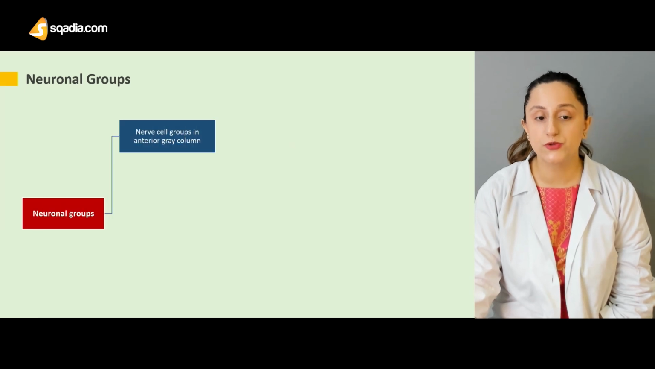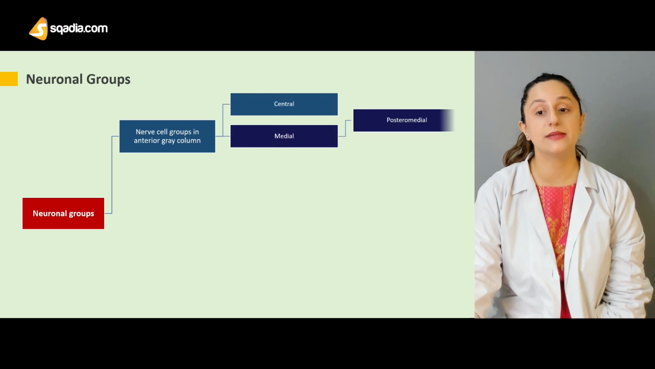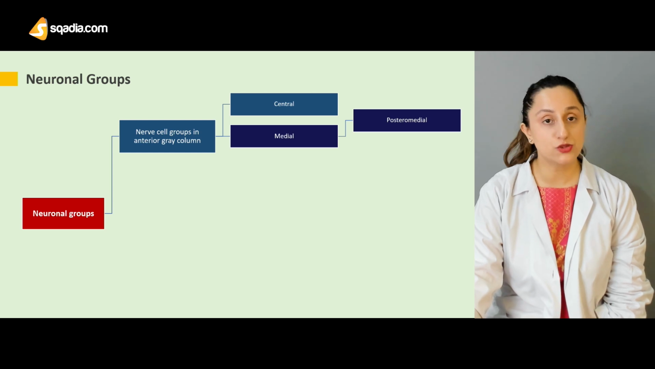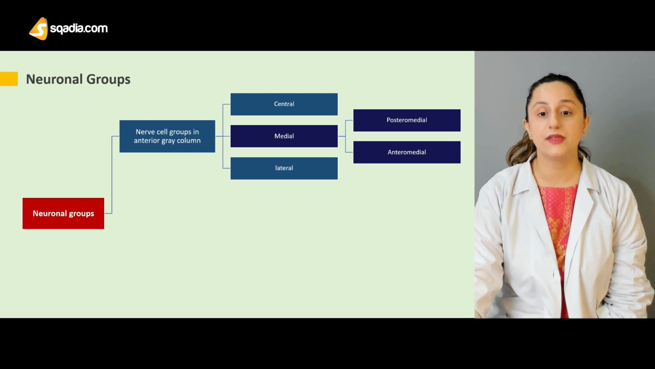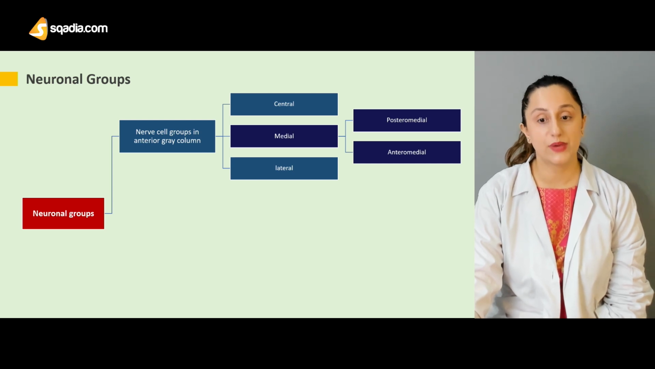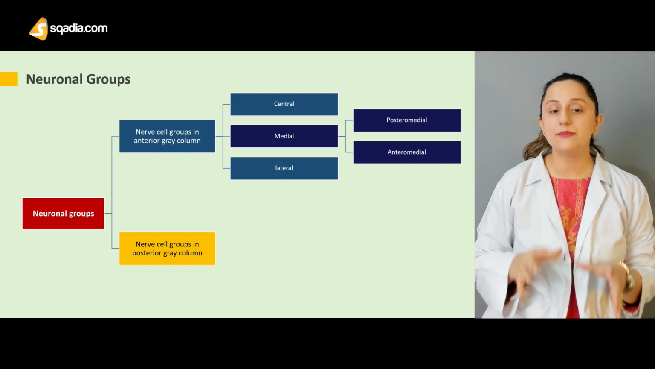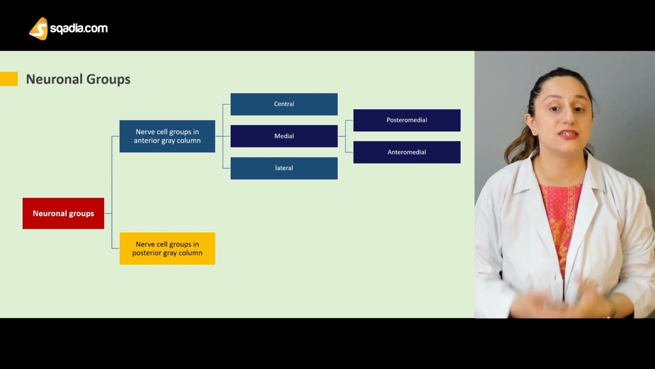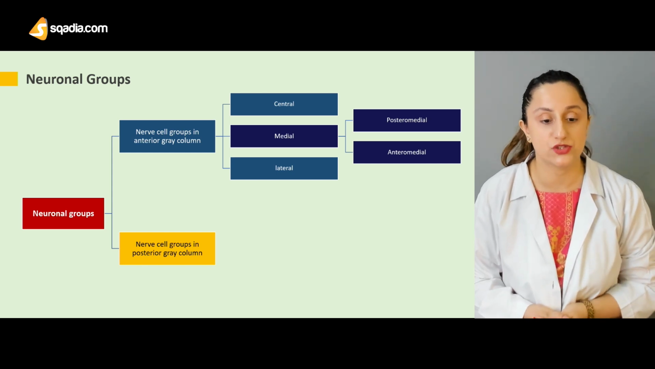So the neuronal groups can be divided into a nerve cell group in the anterior gray column, which is further divided into a central group and a medial group. The medial group is further divided into posteromedial and anteromedial sides. And then we have a lateral group, which is not subdivided. So these are the major subdivisions in the anterior gray column: central, medial, and lateral.